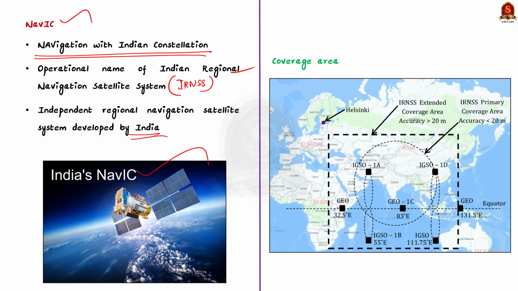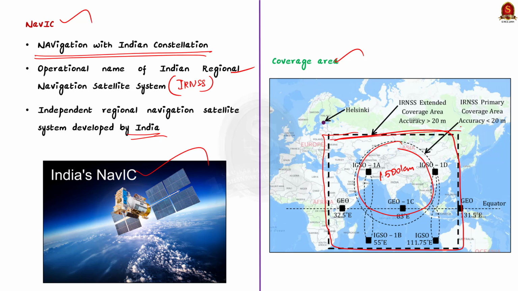Firstly, let us see the area of coverage. See, it is designed to provide accurate position information to users in India as well as the region extending up to 1500 kilometers from its boundary. And this is the primary service area of NAVIC. There is also an extended area. It lies between the primary service area and the area enclosed by the rectangle from latitude 30 degree south to 50 degree north, longitude 30 degree east to 130 degree east.